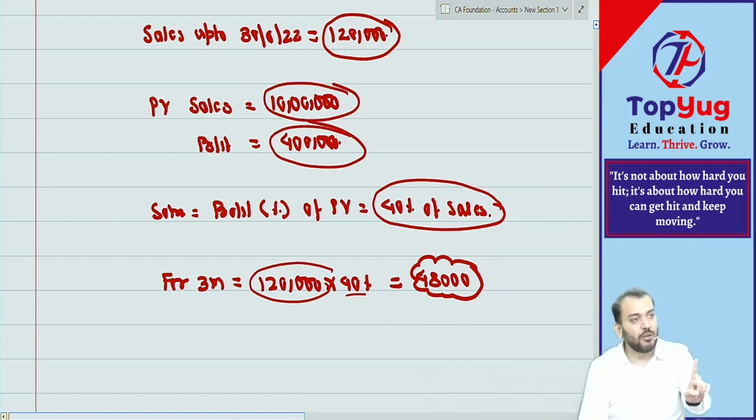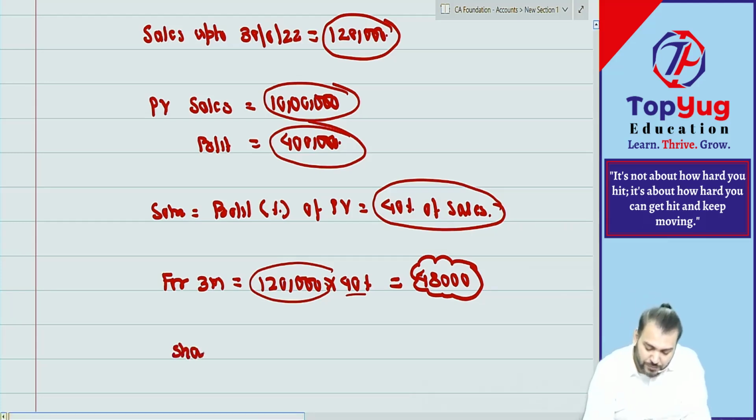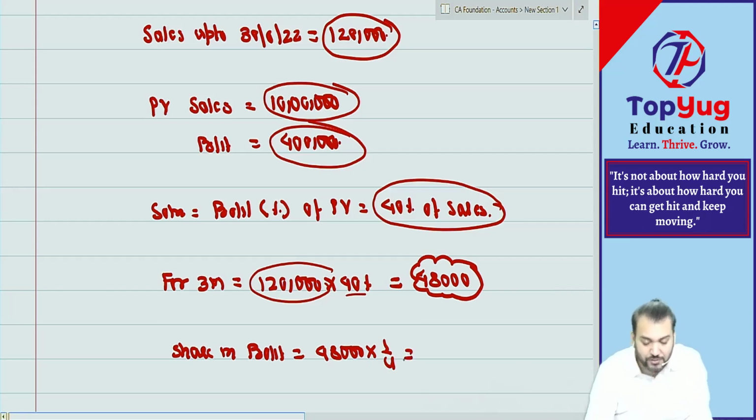So on 1,20,000 how much profit will be earned? 48,000. This 48,000 is the profit of how many months? 3 months. There is no need to do 3 by 12. Now if you want to find out share in profit of B, share in profit will be 48,000 into 1 by 4. This will be your answer. Have you understood?